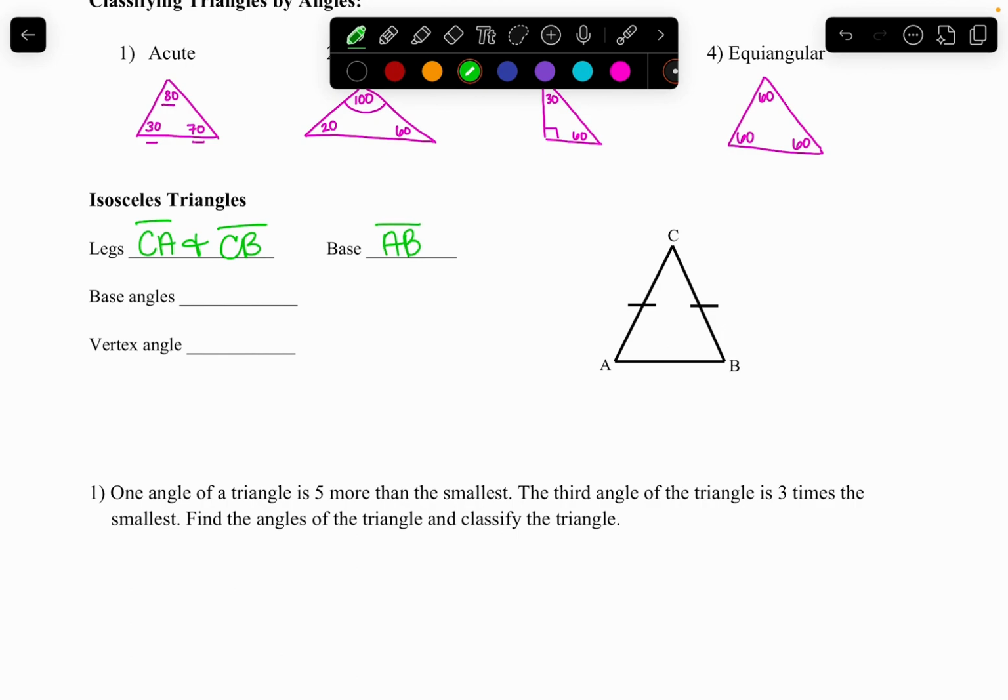And then our base is going to be the side that is not the same, which in this case is AB. Your base angles are always going to be the angles that are attached to your base. They're also going to be the angles that are across from those equal sides. So our base angles will be angle A and angle B, and then our vertex angle is going to be the angle that is where our two congruent sides come together, and so that would be angle C.